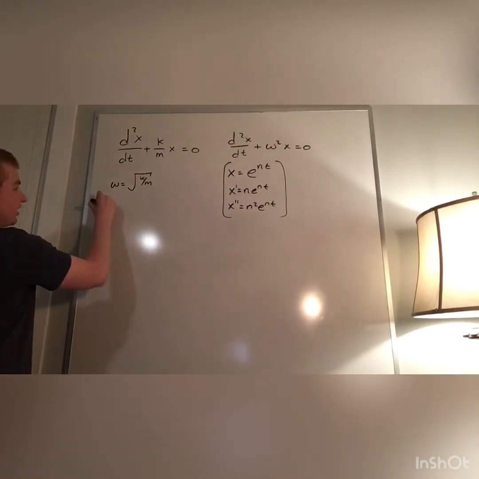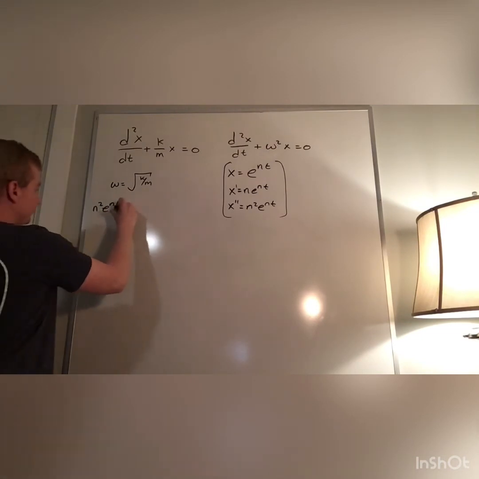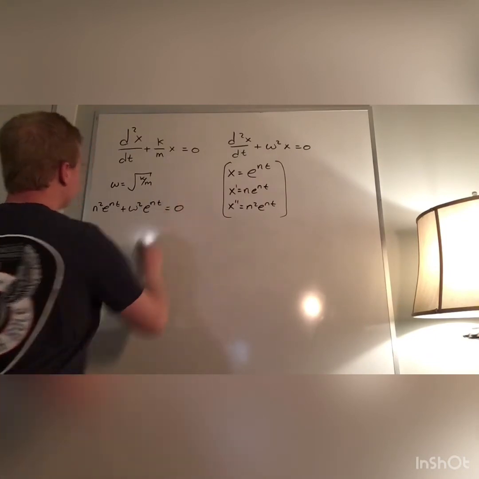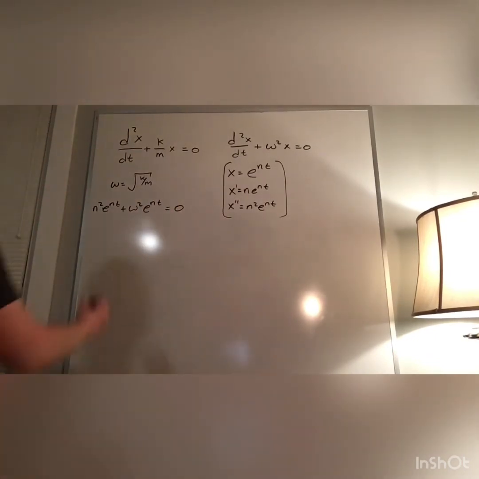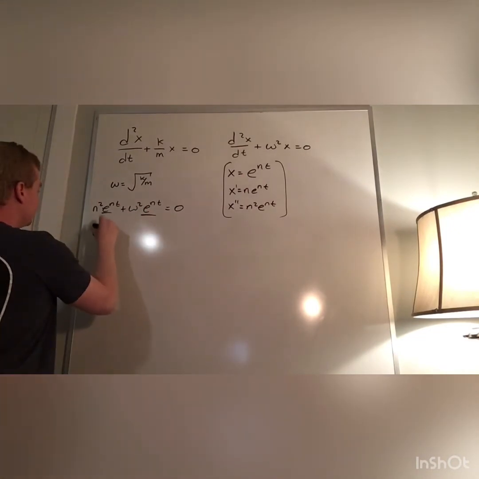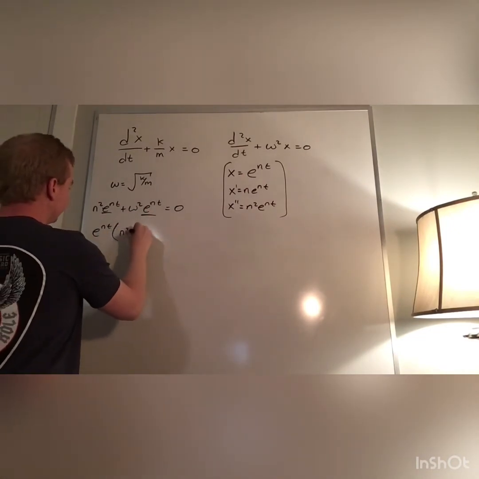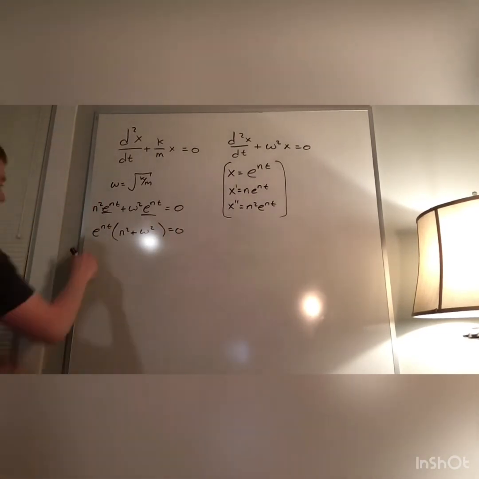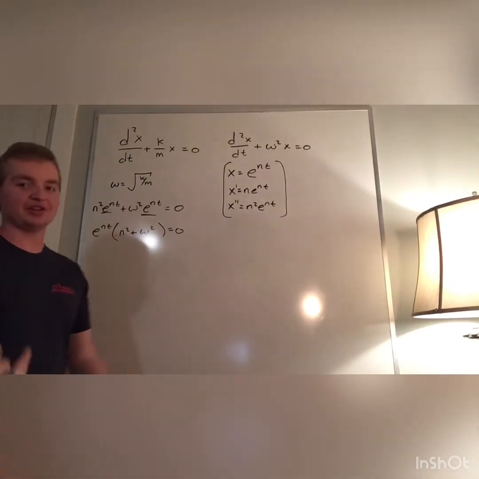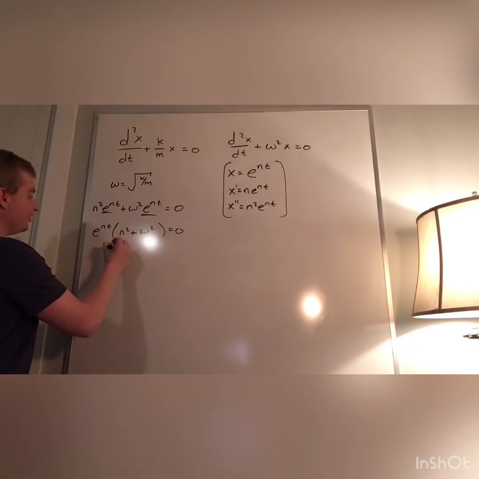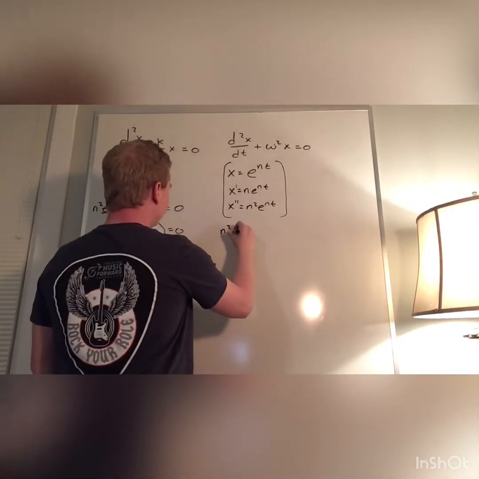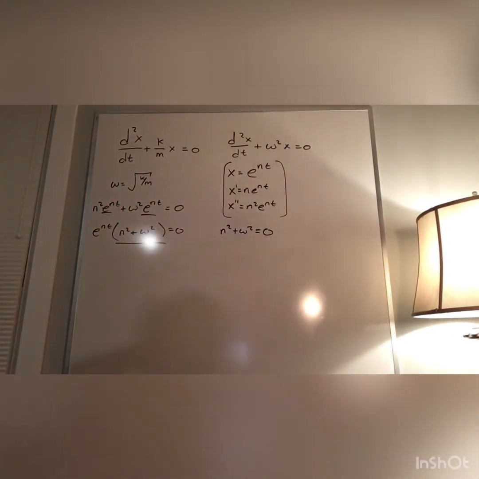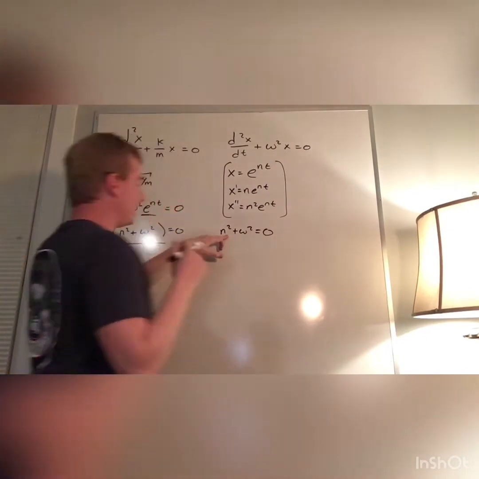When we have n squared e to the nt plus omega squared times e to the nt equal to 0, okay? We're going to factor out our e to the nt, and we're going to be left with n squared plus omega squared equal to 0. One can notice that e to the nt is never 0, right? An exponential function can never be 0. So the only solution is when n squared plus omega squared is equal to 0. Like I said, we're trying to solve for this n.